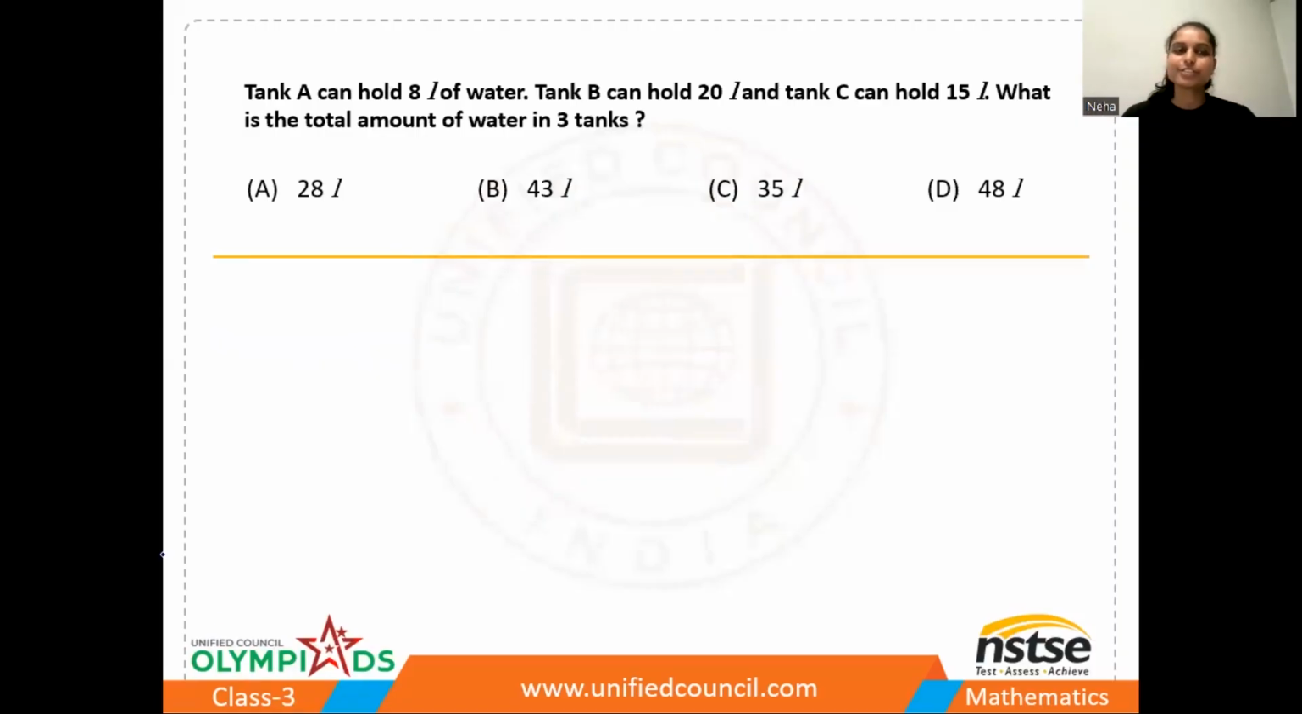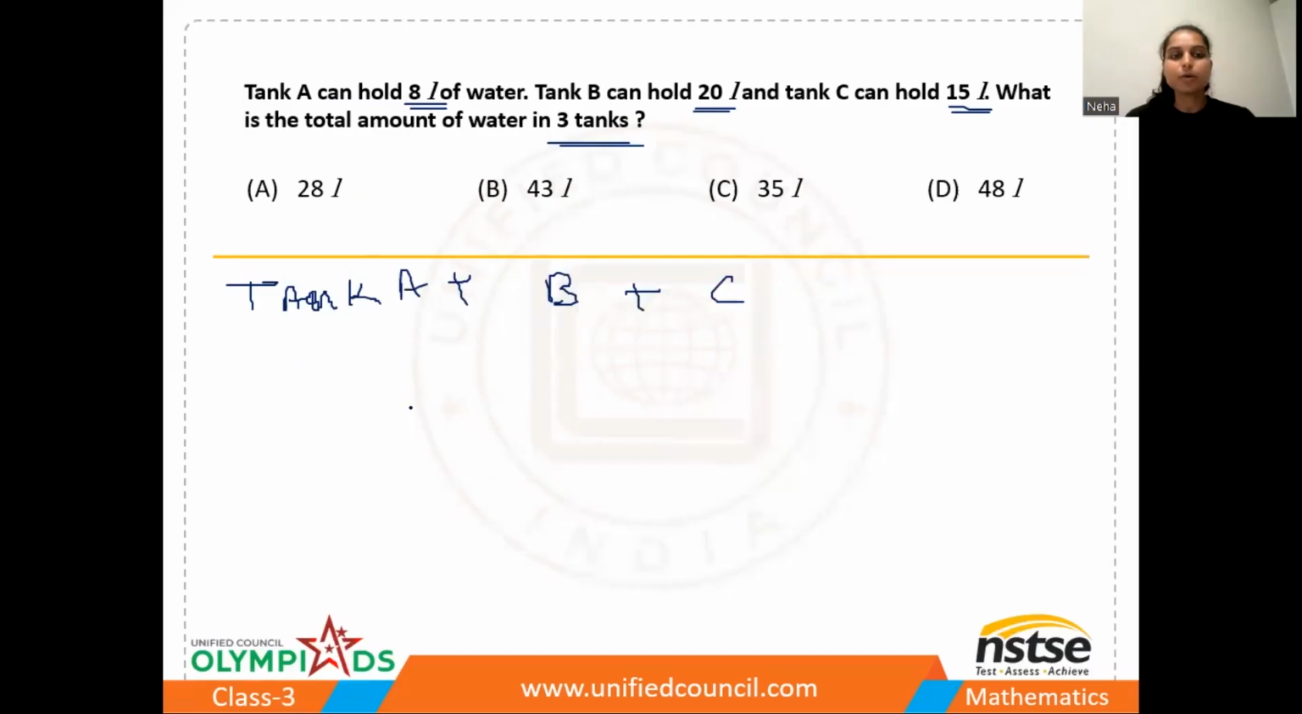So this is the next question, my dear students. Tank A can hold 8 liters of water. Tank B can hold 20 liters. Tank C can hold 15 liters. What is the total amount of water 3 tanks can hold? So basically, they are asking for the capacity of tank A plus tank B plus tank C.